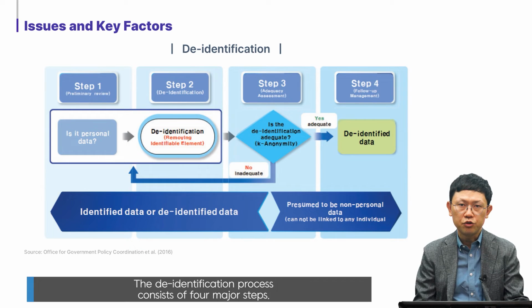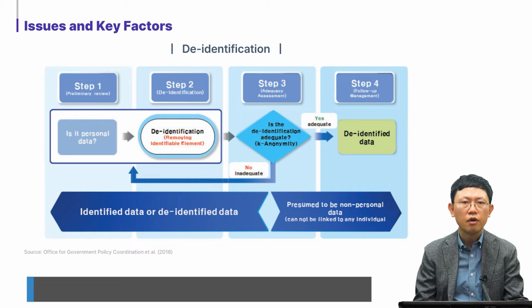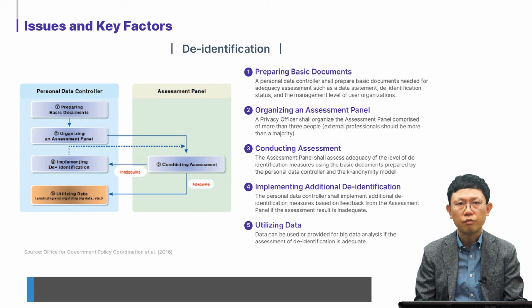The de-identification process consists of 4 major steps. Step 1 verifies that the data is personal data. In step 2, it goes through the identification process that removes personally identifiable elements. Step 3 examines whether this de-identification is sufficient. These 3 steps result in a final 4th step, de-identify the data. The detailed procedure is as follows.